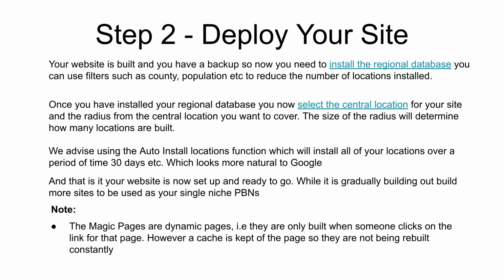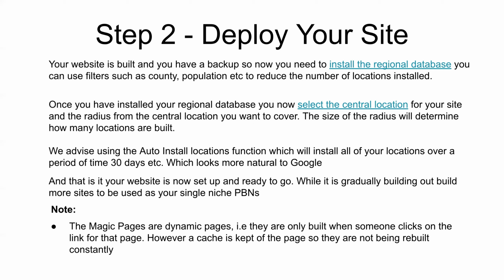Now you need to deploy your site. Okay, so you've got this site built. You now put it on your domain, which could be locksmithmanchester.co.uk, whatever. It's on the domain. You now go in and install the regional database that you want. Go into the page, install database, and it will install. Once the database is installed, I come back to my Magic page and select my central location. So I type in Manchester. Once I've selected the central location, I will determine the radius. That will determine how many locations I'm going to build.